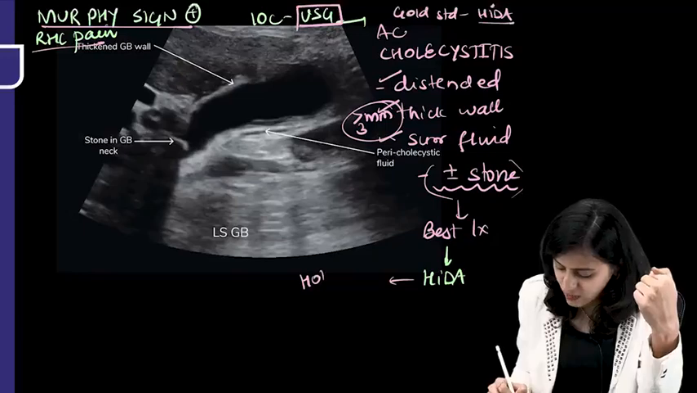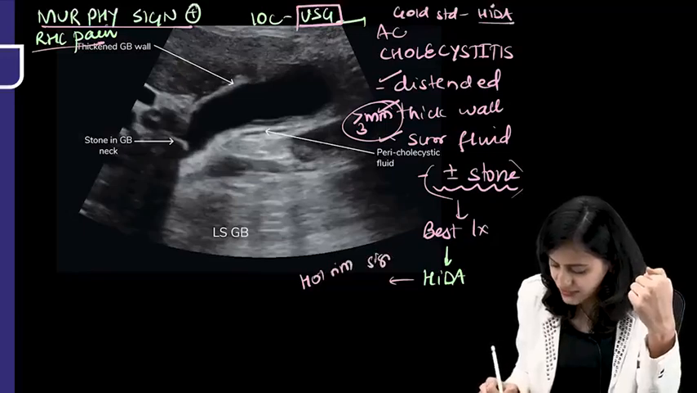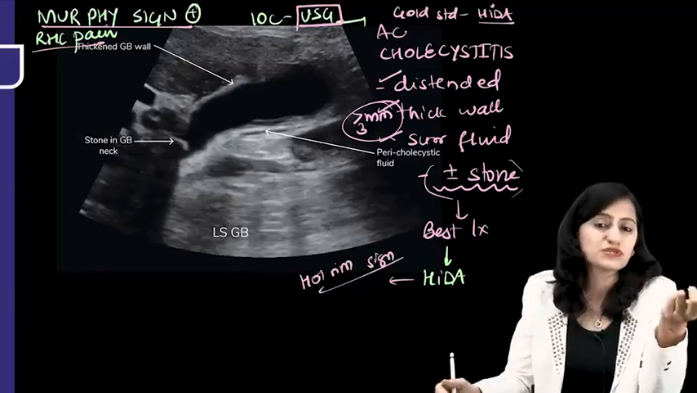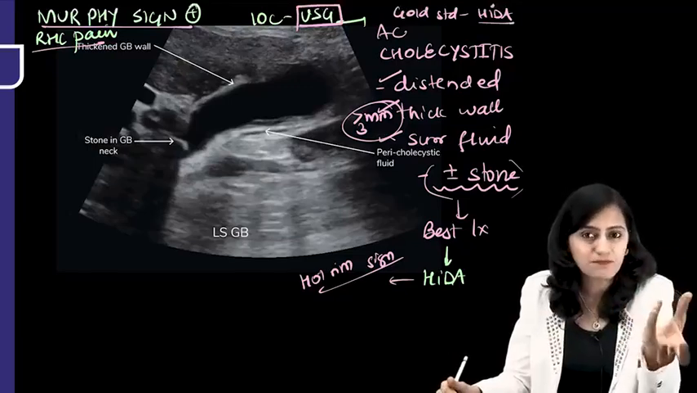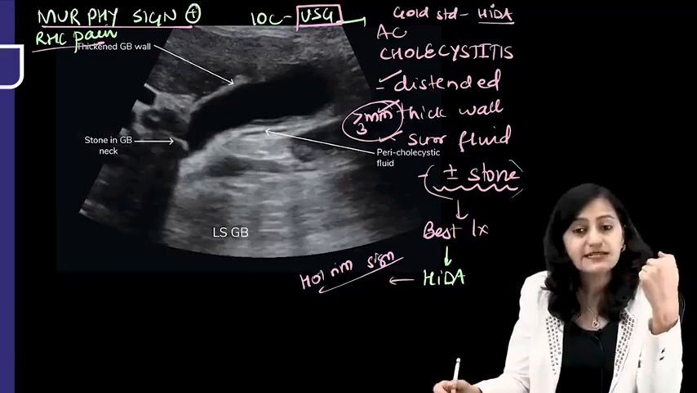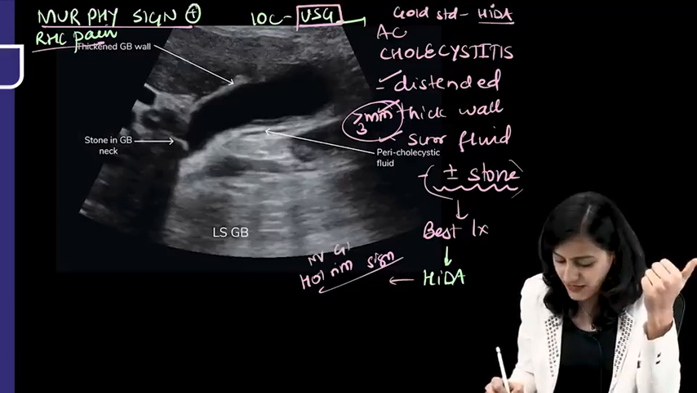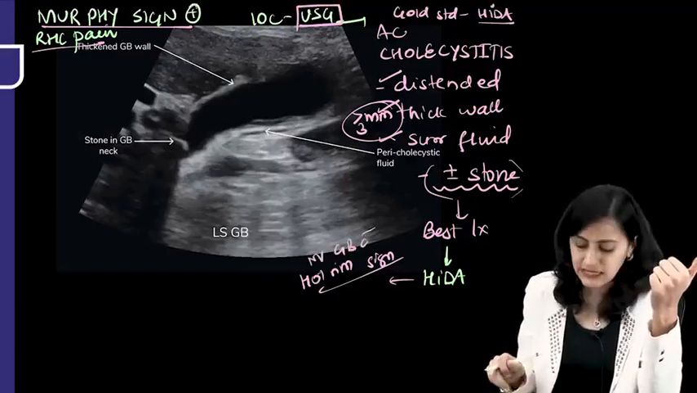In HIDA, we see the hot rim sign or the hepatic rim sign. The surrounding liver shows the inflammation. The gallbladder itself does not show the HIDA uptake because it is obstructed. So non-visualization of the gallbladder with the hot rim sign is what we see in HIDA.